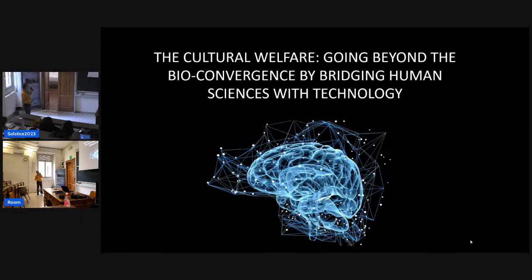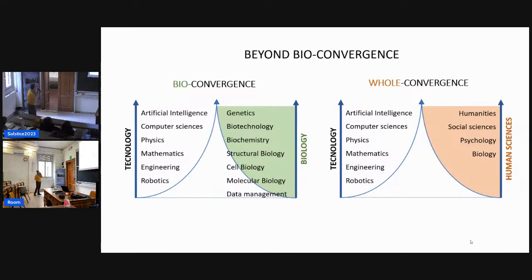And that brings us to an interesting scientific aspect, which we call bioconvergence, which is bridging human sciences with technologies. Bioconvergence in Israel a couple of years ago was defined as a convergence between technology and biology. But we strictly believe that this must be enlarged to all convergence, where technology is bridging not only to biology, but also to psychology, social sciences, and humanities.